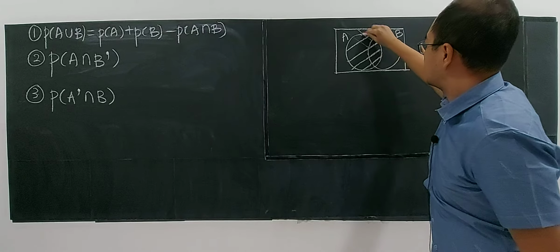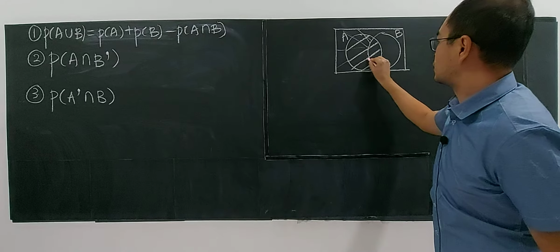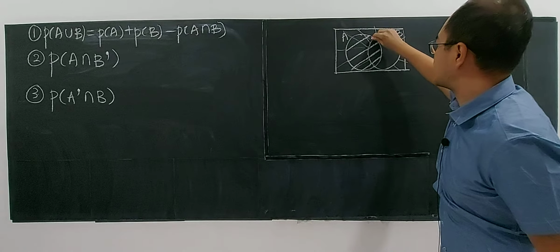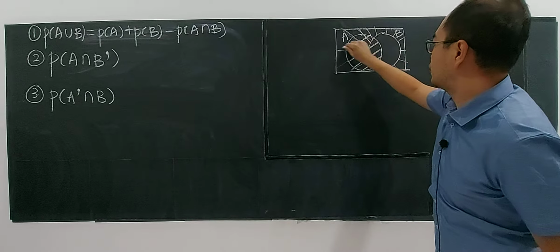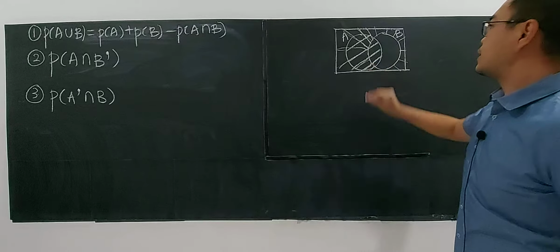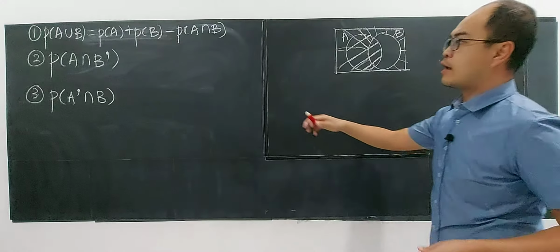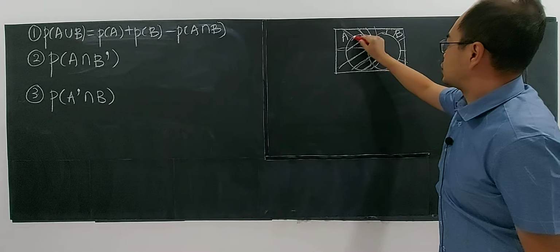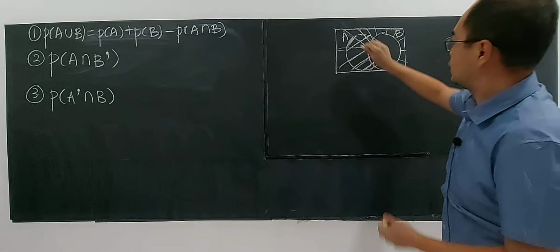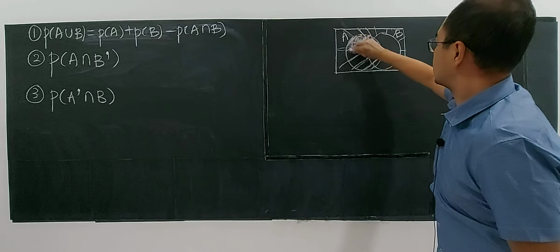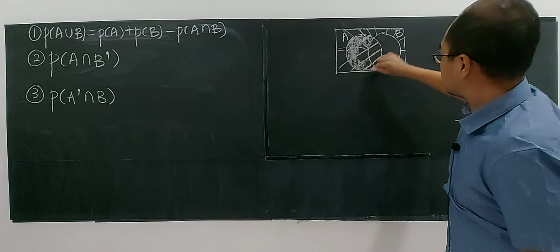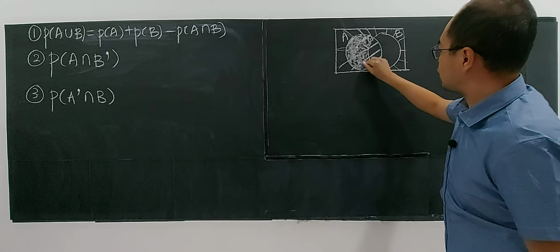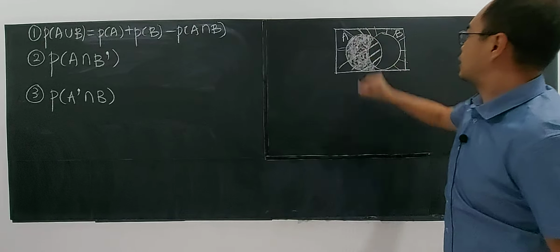So B, all this, will be the event B prime, which means the complement of B, outside of the region of B. So where is the intersection between A and B prime? If you look carefully, it is actually this region here. This is the region where A intersects with B prime. I hope you are able to see this because you already have the knowledge of sets.